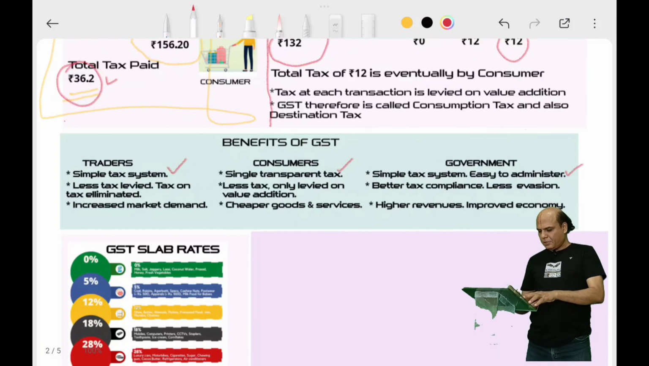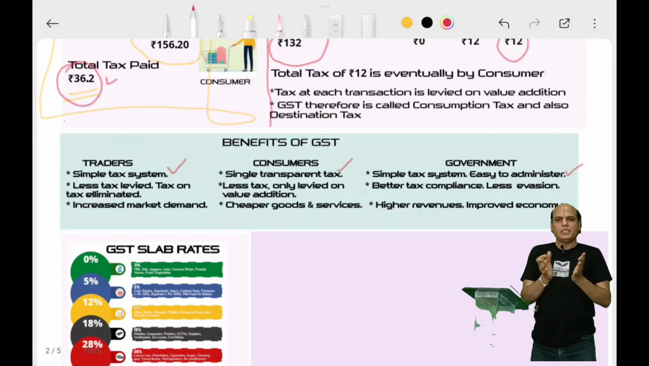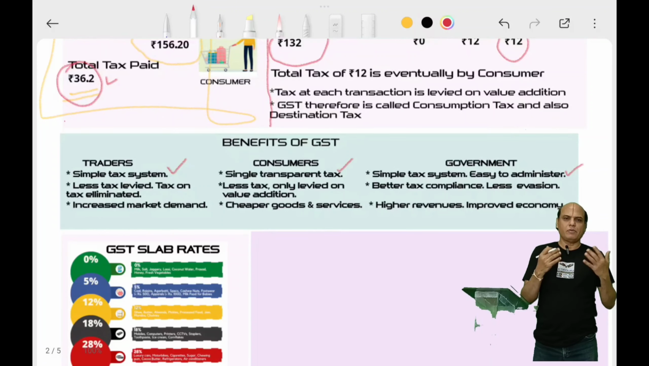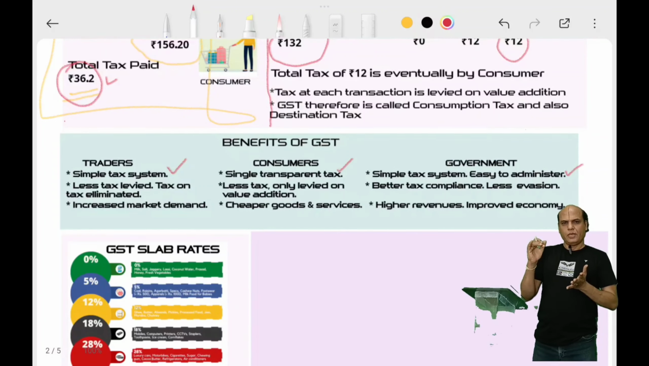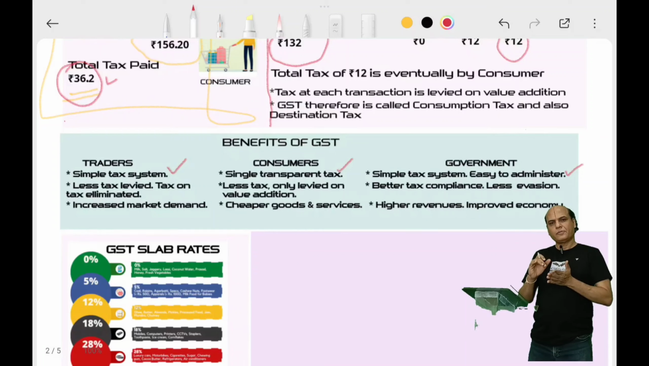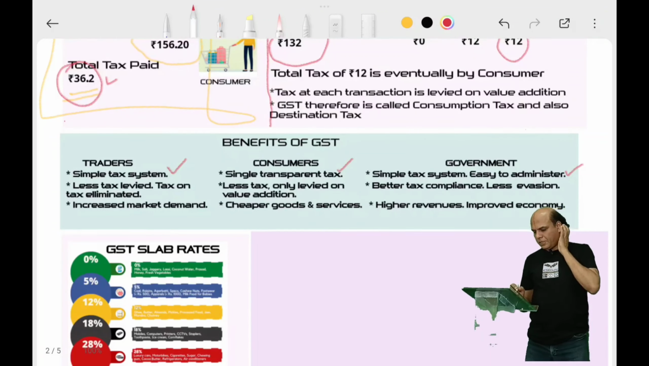So from the trader's perspective, it is less tax. And from the consumer's perspective, less tax, which is good for him. From the government perspective, when it is less tax, more people will come forward to pay tax honestly. So tax compliance will improve, and tax evasion, that is some people who avoid taxes, will come down. So when less tax is levied, these things happen.